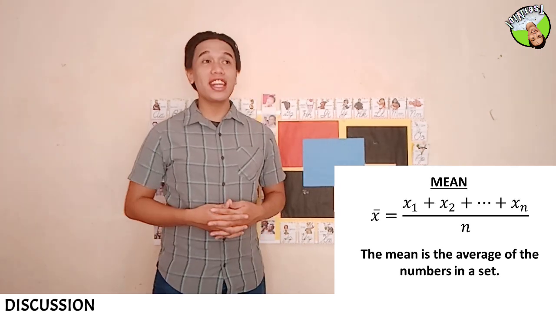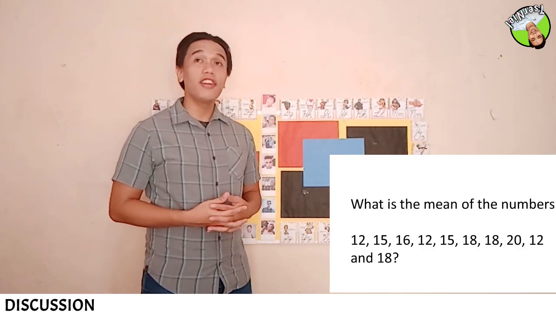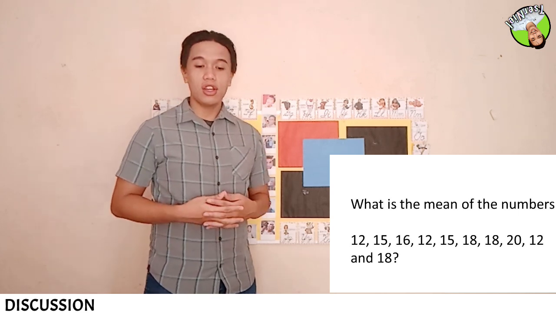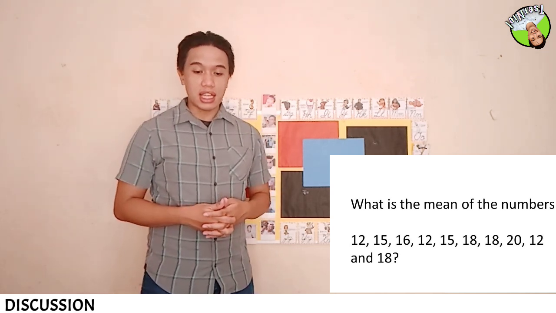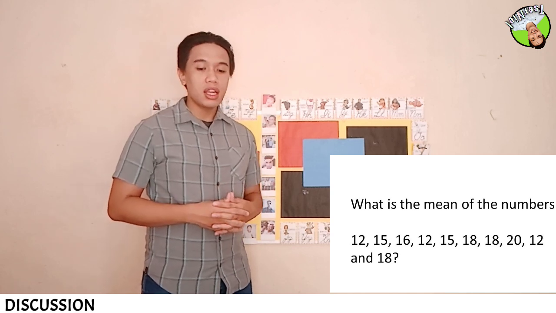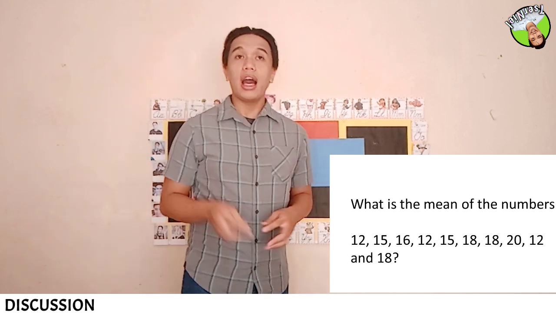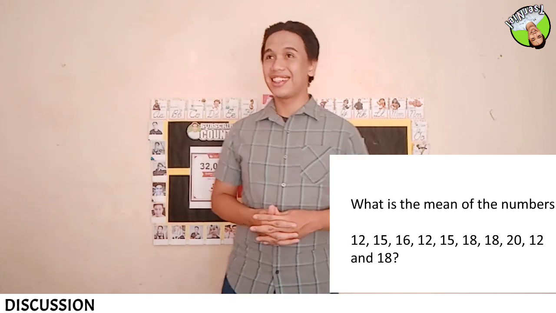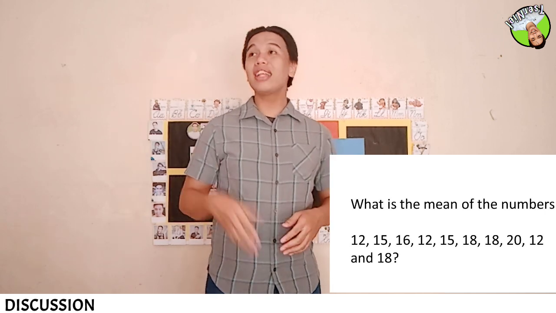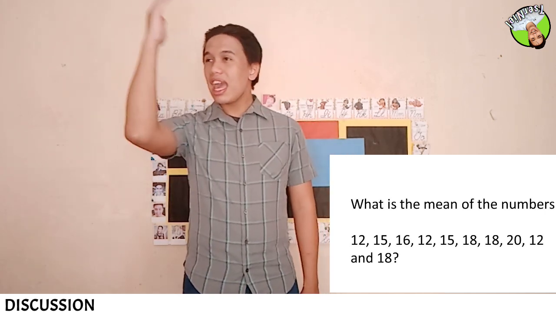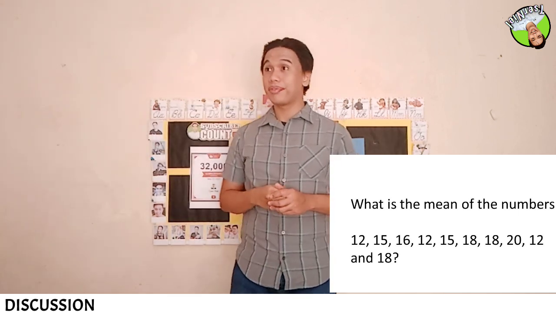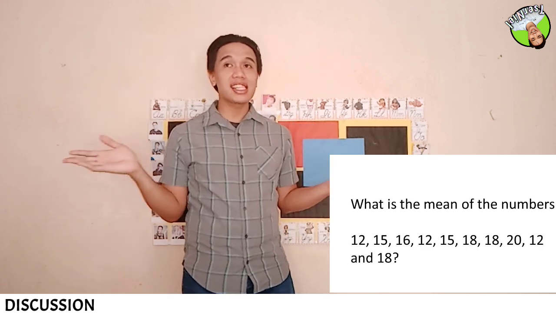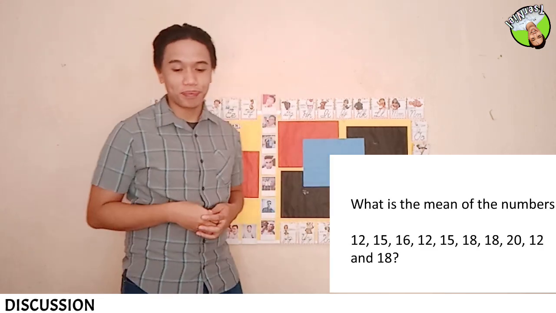Okay, let's have an example. What is the mean of the following numbers? 12, 15, 16, 12, 15, 18, 18, 20, 12, and 18. I want you to use your calculators to find the mean of the ungrouped data. Now, who can tell me the mean? Yes, Jasper. The mean is 15.6. Excellent. Now, let's have another example.